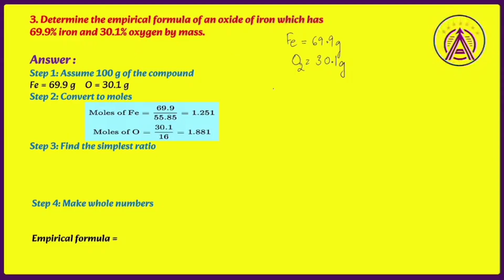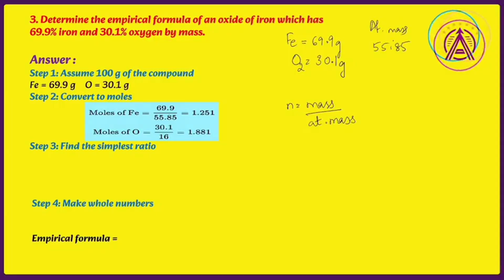Now, how do we find moles? Moles is equal to given mass by atomic or molecular mass. Since it's atoms here, we are finding atomic mass. Atomic mass of iron is 55.85 u and atomic mass of oxygen we know is 16 u. So finding out, we get moles of iron is 1.251 and moles of oxygen is 1.881.